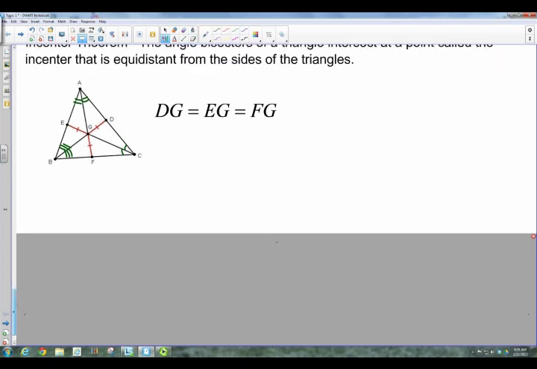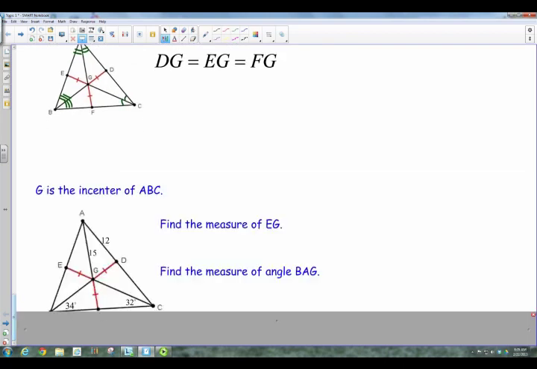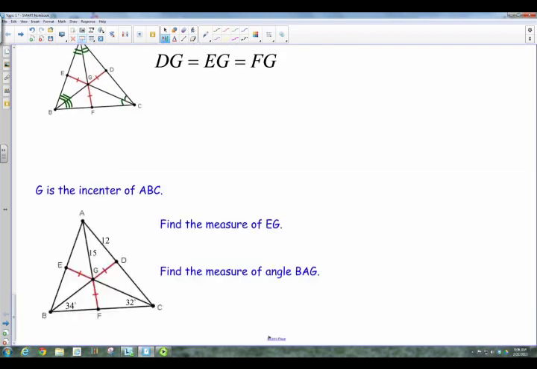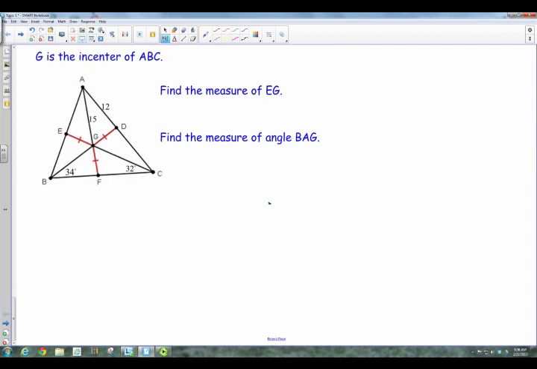All right, so how does that help us with some problems? Well, let's try a couple out and see what we end up with. G is the incenter of ABC. Find the measure of EG. So we want this right here.